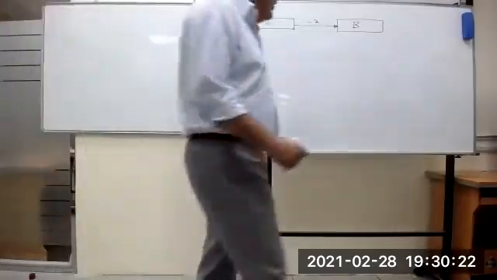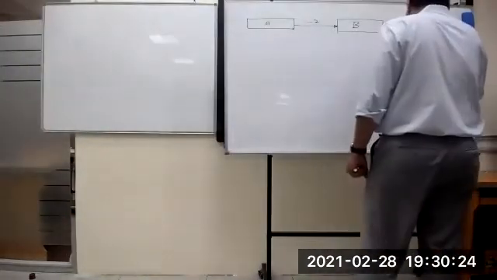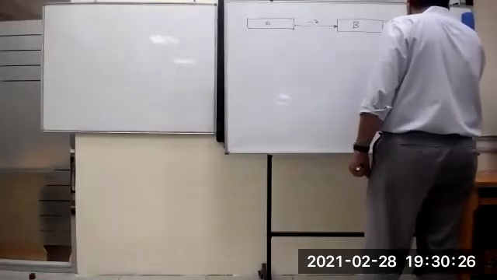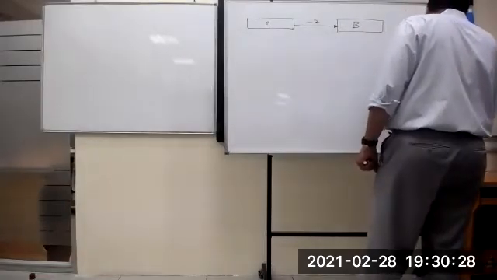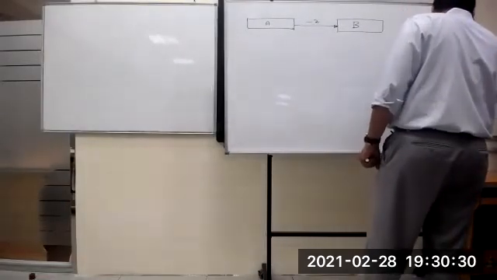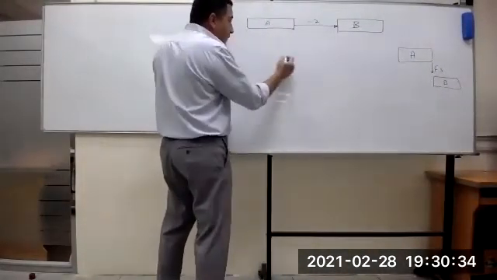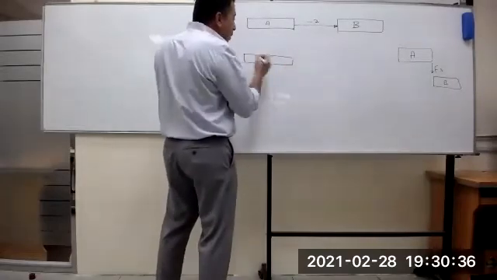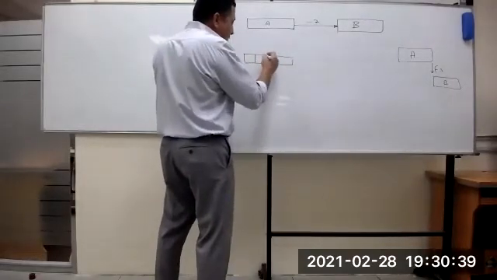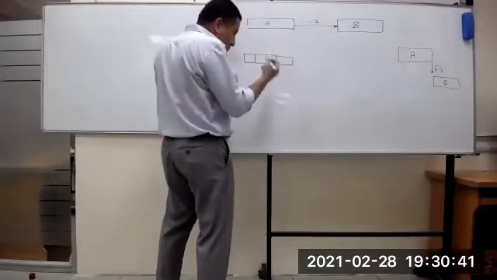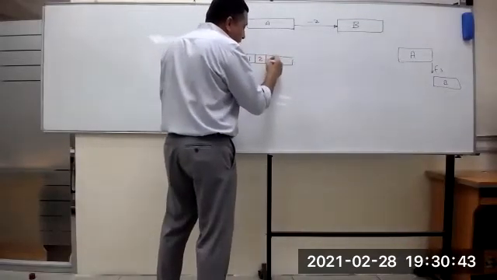Guys, I told you. When you have a relationship like that, A finish to start B, what does it mean here? This activity, I will write it for you here. Assume this activity is 4 days: 1, 2, 3, 4.